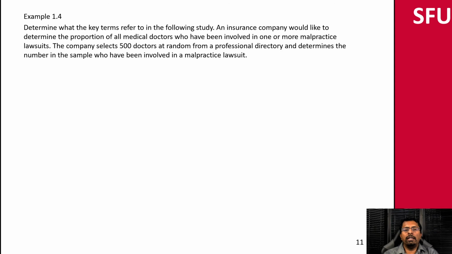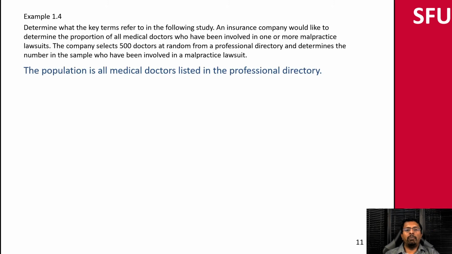So let's look at another example. Determine the key terms referring to the following study. An insurance company would like to determine the population of medical doctors who have been involved in one or more malpractice suits. The company selects 500 doctors at random from a professional directory and determines the number in the sample who are involved in malpractice. Again, we're going to be looking at the different statistics that we just defined: the population, what is the random variable, and what is the metric we are studying. Again, you can pause the video and try to answer these questions.